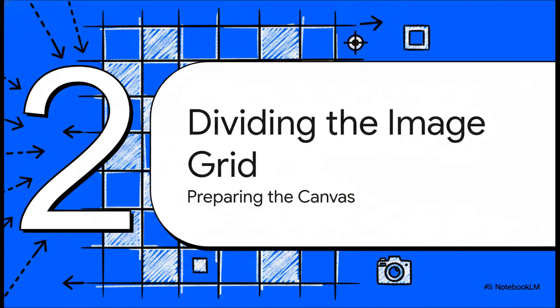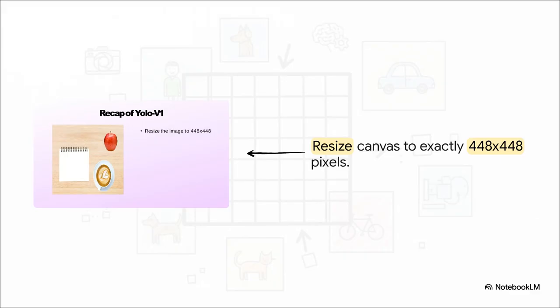Moving right along to Section 2, dividing the image grid. Let's look at how the model initially prepares the physical space. Notice the everyday objects we have on screen. There's an apple, a coffee cup, and a blank notebook. The very first physical step the model takes is standardizing this canvas. It takes the entire image, no matter its original aspect ratio, and resizes it to exactly 448 by 448 pixels. This ensures that every single mathematical calculation that follows begins from the exact same starting line.